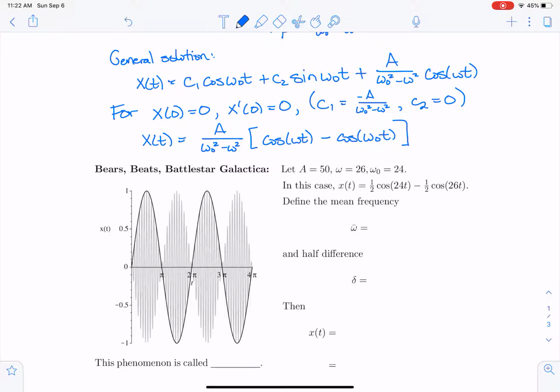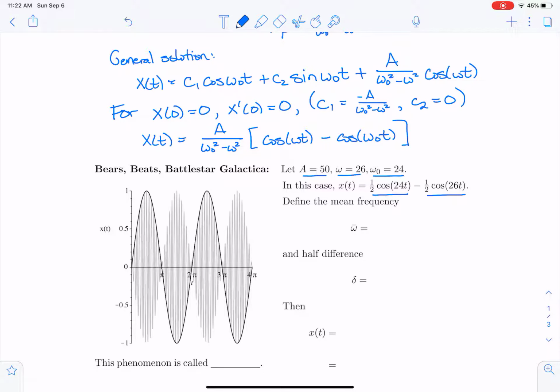So actually, I'm going to let A be 50, omega be 26, and omega 0 be 24. Essentially, I want to drive this system at a frequency that's close to the natural frequency of the system, but is not equal to the natural frequency of the system. In that case, we get that x of t is going to be 1/2 cosine 24t minus 1/2 cosine 26t.